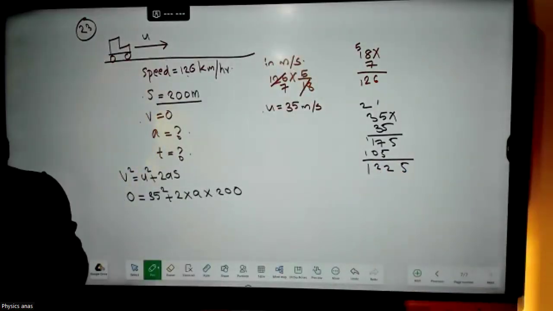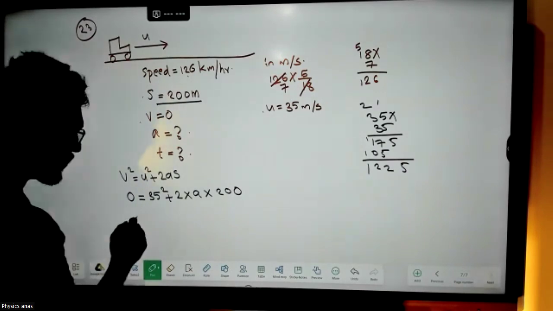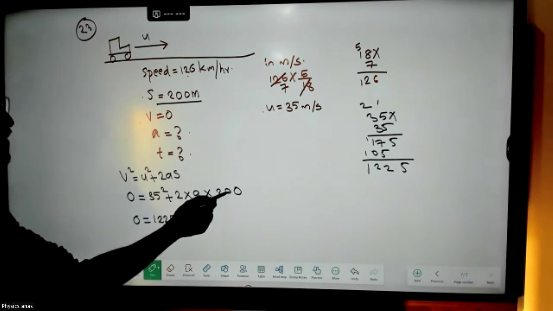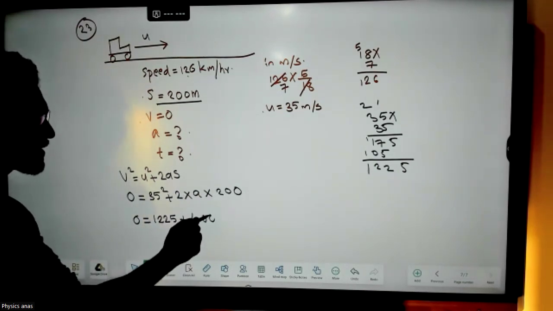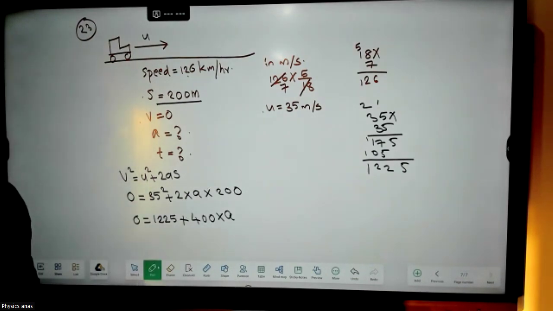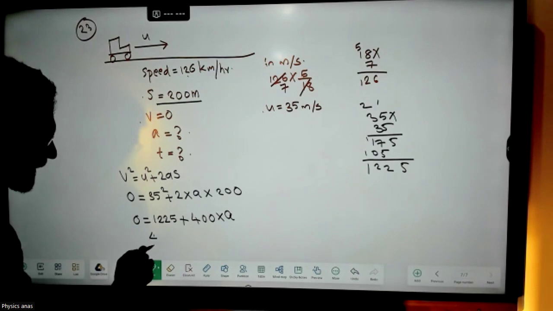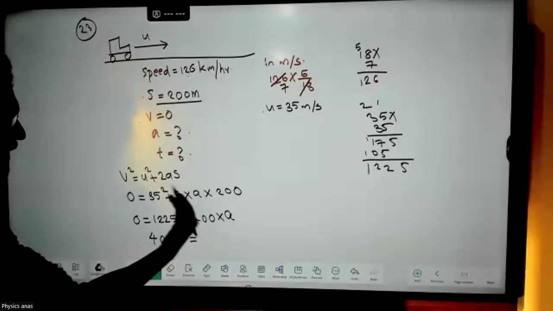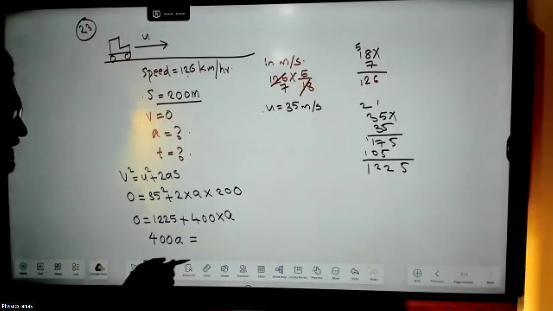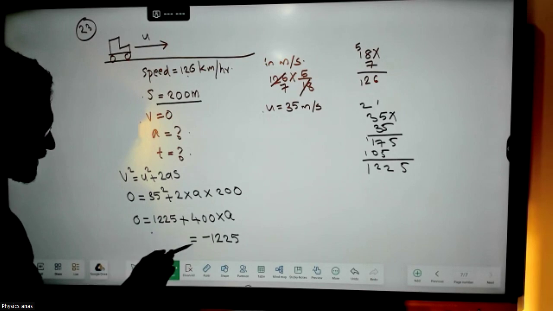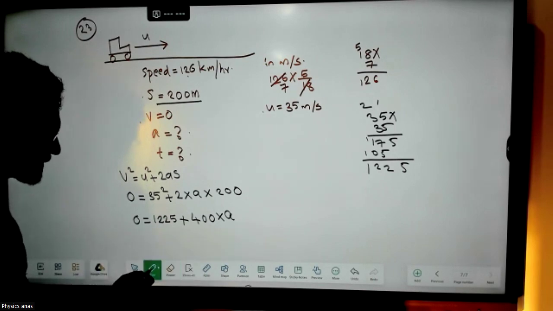One, two, two, 5, right? 35 square is 1225. So 1225 plus 200 into 2 will be 400, 400 into 8. That's 0. Okay, you can find A by leaving this 400A on one side and bringing this 1225 to the other side, that will be minus 1225. Or you can simply write it like this also.